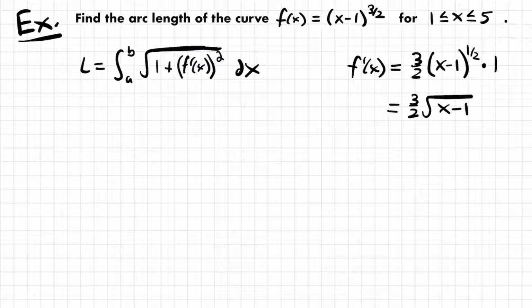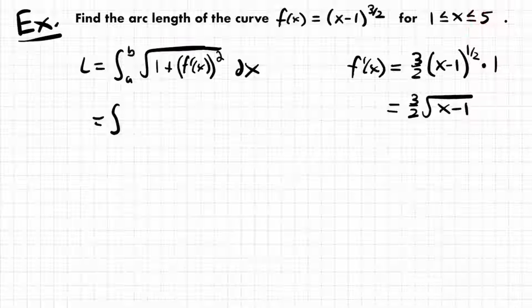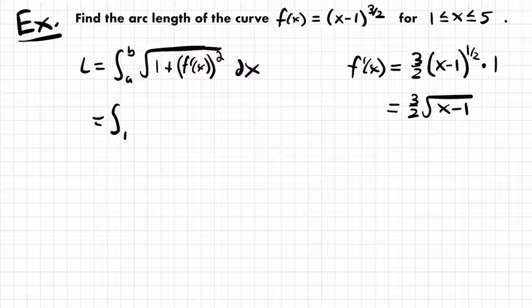Okay, and so now we can plug this derivative into our arc length formula, and we can solve for the arc length in this problem. So we will have that the arc length is equal to the definite integral from a to b. Now in this case, that's going to be two values of x for which we want to calculate the arc length between for our function. And we're told that we want to look at the x values between 1 and 5, right? 1 is less than or equal to x, which is less than or equal to 5. So our bounds of integration will be from 1 to 5.